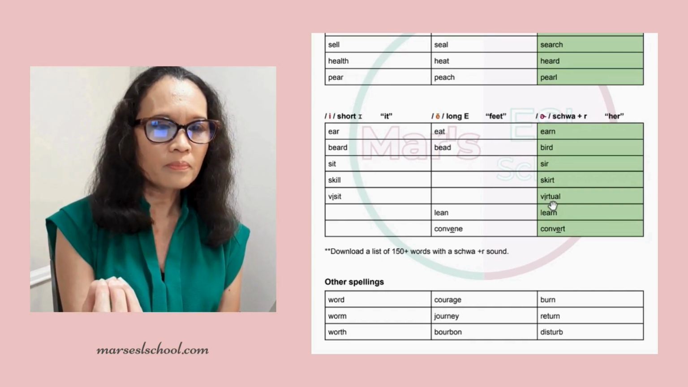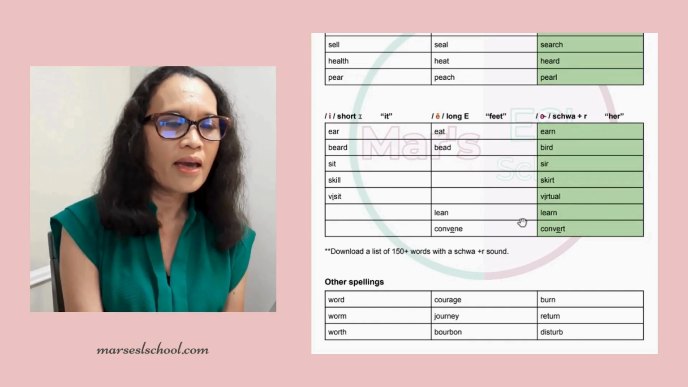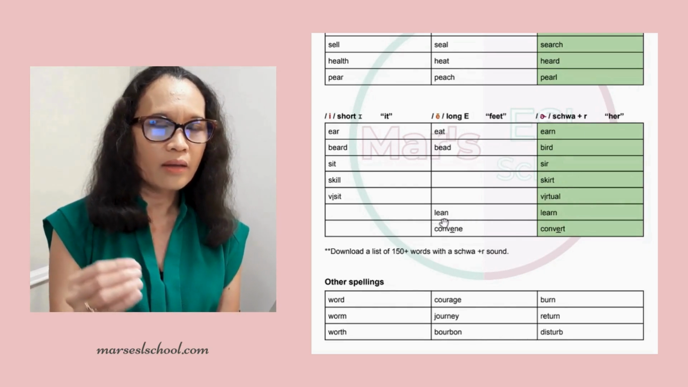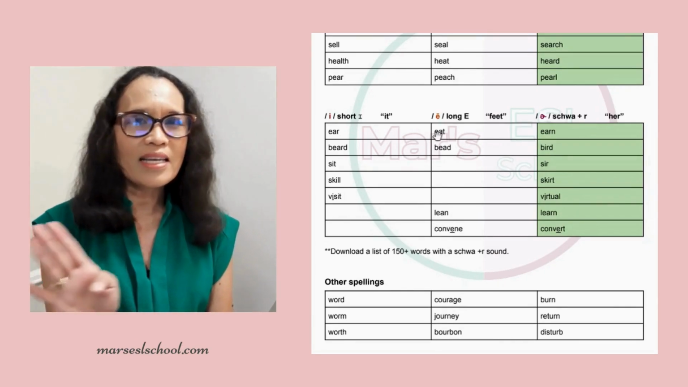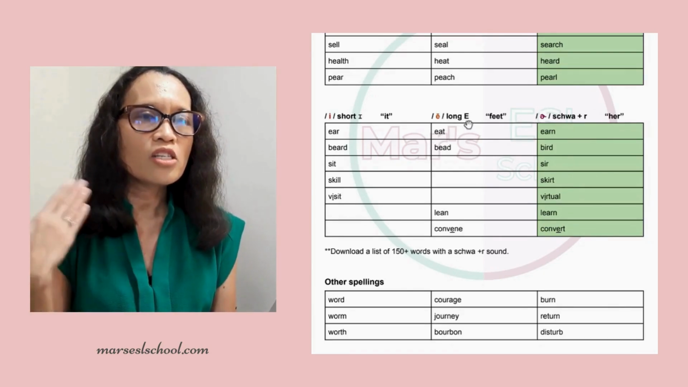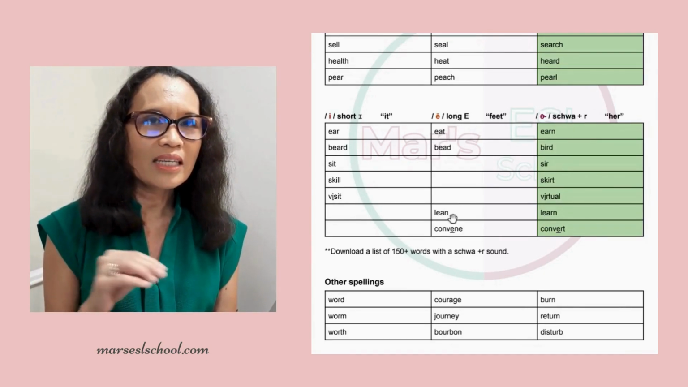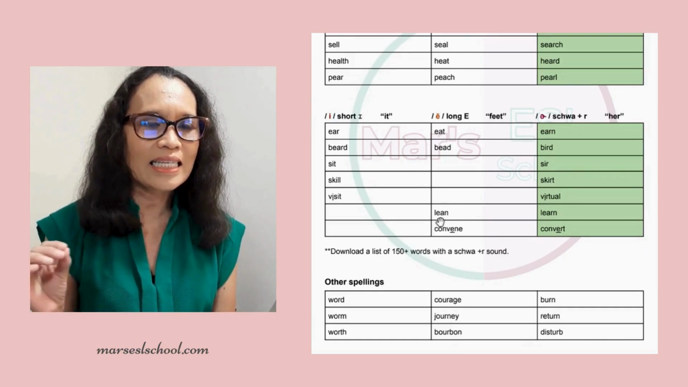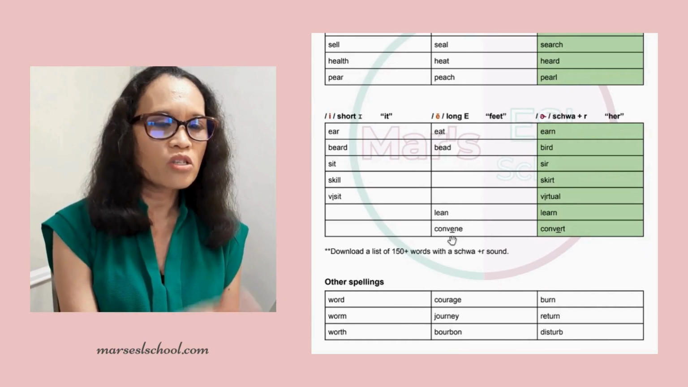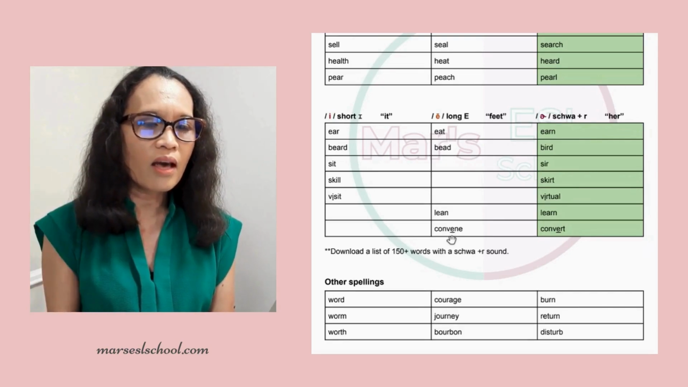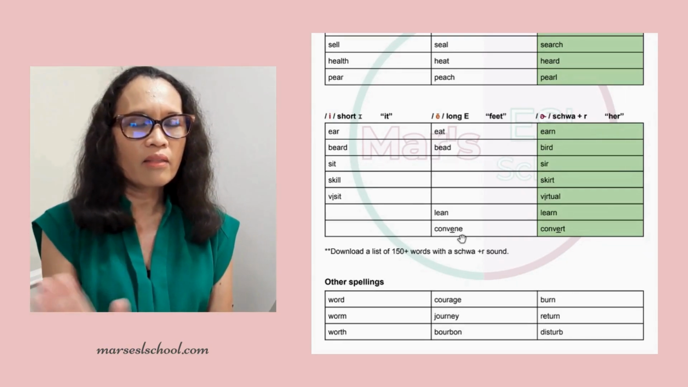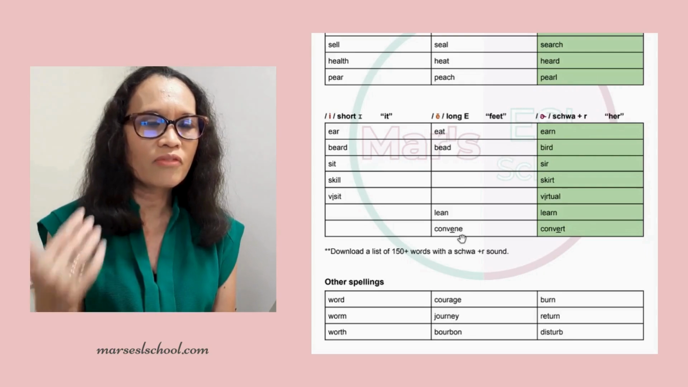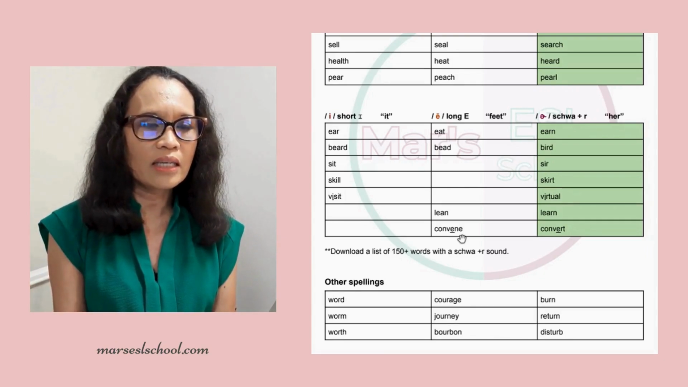virtual. Another common spelling is again with EA. And here we have that long E sound. It's a common spelling for the long E sound, E, lean. Or sometimes it's with just a single letter E and another E at the end, which is silent, like in the word convene, that's a long E.